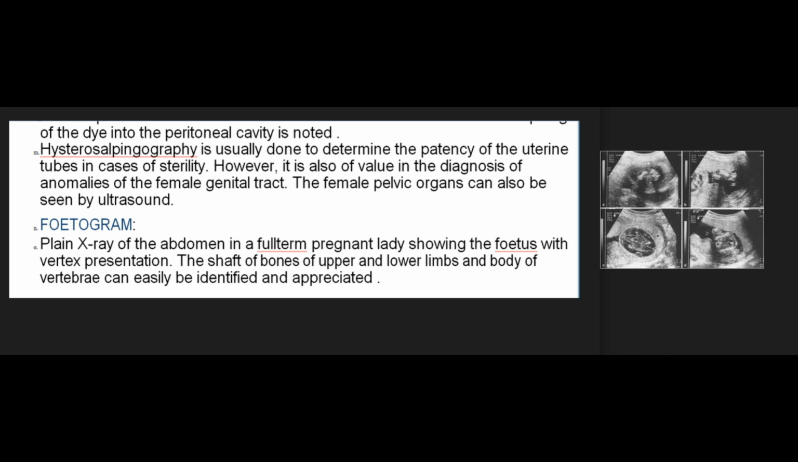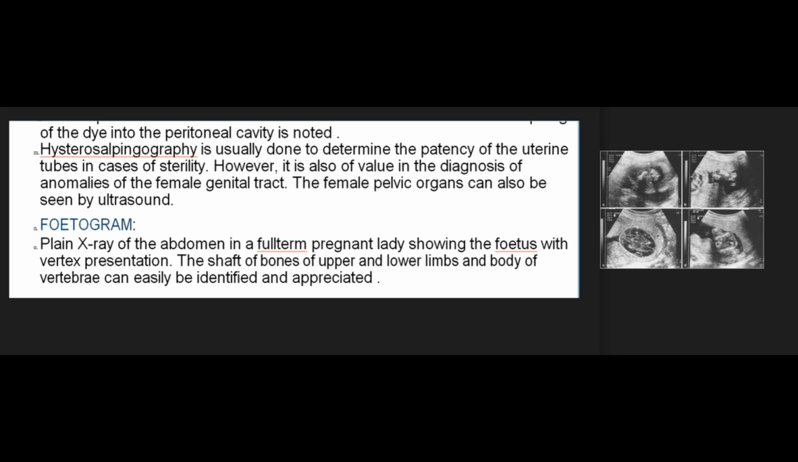Hysterosalpingography is usually done to determine the patency of the uterine tubes in cases of sterility. However, it is also of value in the diagnosis of anomalies of the female genital tract. The female pelvic organs can also be seen by ultrasound.